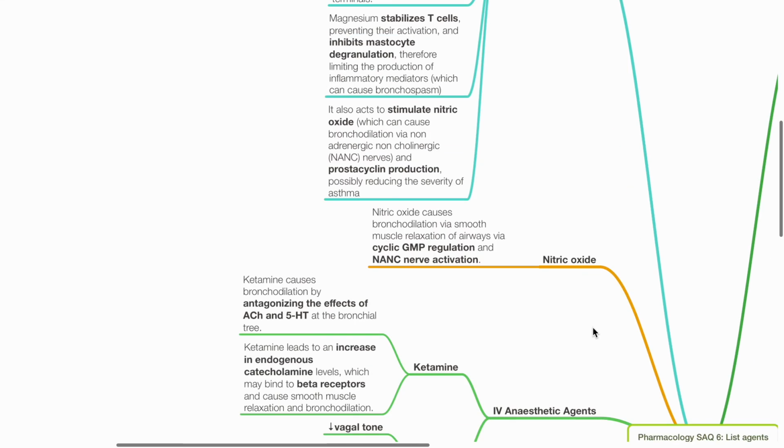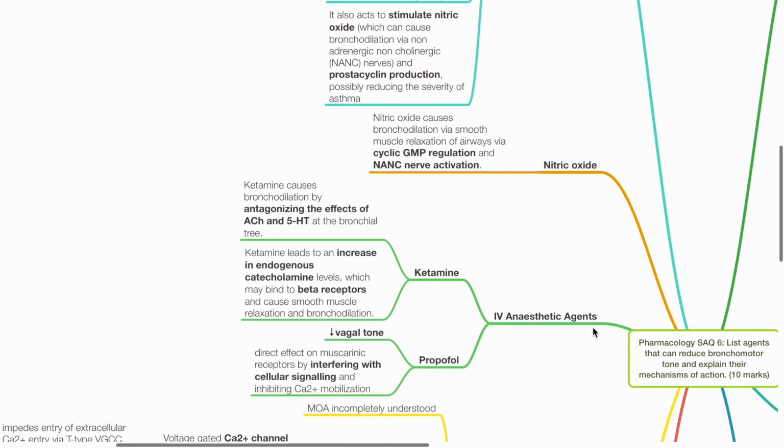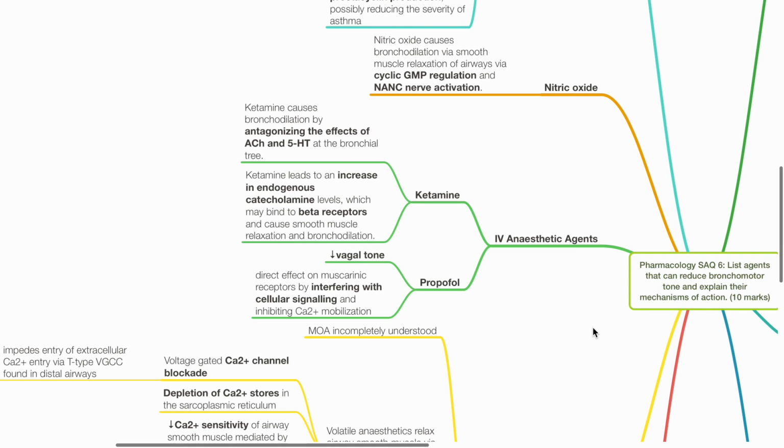Nitric oxide. Nitric oxide causes bronchodilation via smooth muscle relaxation of airways, via cyclic GMP regulation and NANC nerve activation. IV anesthetic agents: ketamine and propofol.